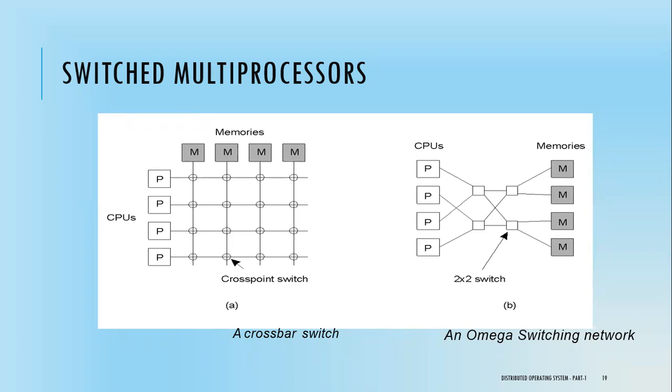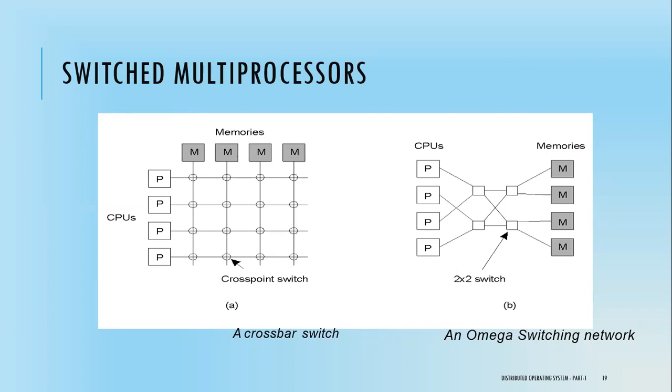When a CPU wants to access a particular memory, the crosspoint switch connecting them is closed momentarily to allow the access to take place. The virtue of the crossbar switch is that many central processing units can be accessing the memory at the same time, although if two CPUs try to access the same memory simultaneously, one of them will have to wait. The downside of the crossbar switch is that for n central processing units and n memories, n square crosspoint switches are needed. For large n, this number can be prohibitive.